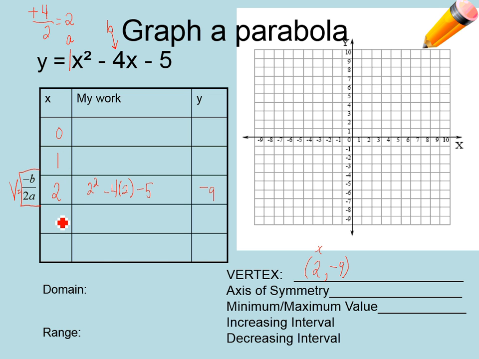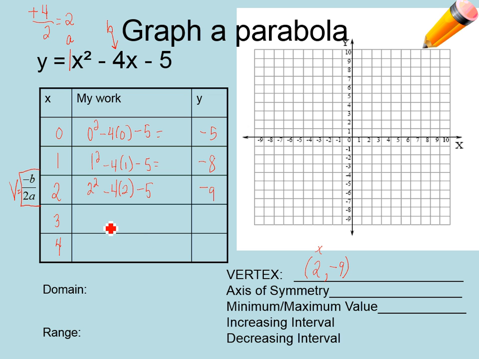Numbers that would be greater than 2 would be 3 and 4. Okay, so now we plug all these values in and get the y. So 0 squared minus 4 times 0 minus 5 equals negative 5. We do the same thing for 1. 1 squared minus 4 times 1 minus 5 would equal negative 8.